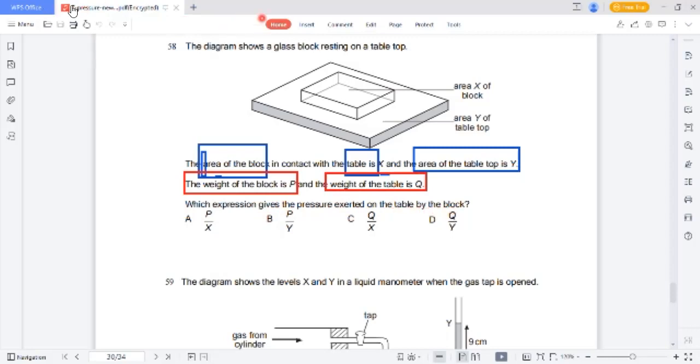Pressure is weight over area. The weight of the block is P, and the area is X. So P over X looks fine. So this is our correct option.